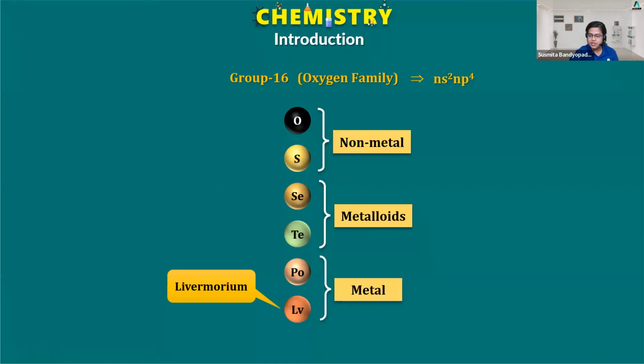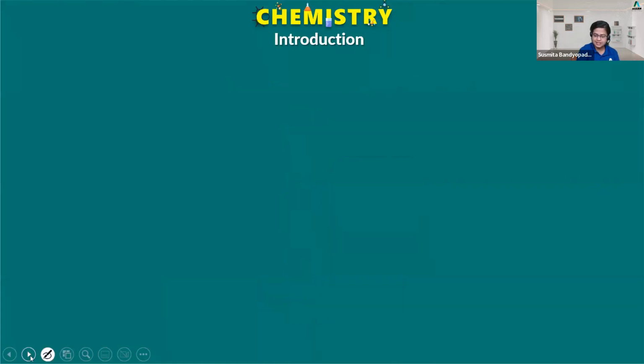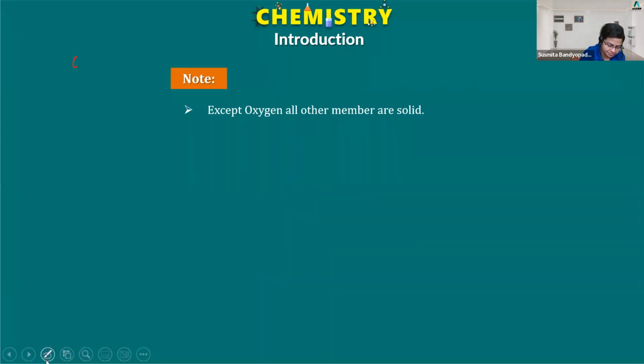Now, students, tell me some anomalies or special properties of oxygen. First of all, its physical state is gas, while others all are solid. Oxygen, due to its small size, and basically this is the characteristic of all second period elements.